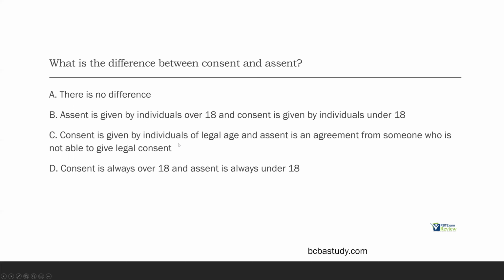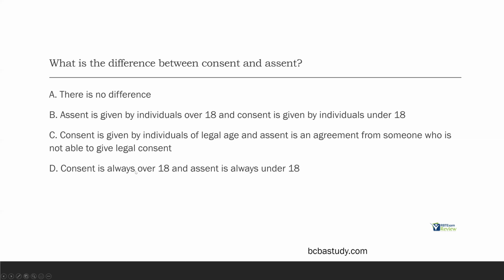C, consent is given by individuals of legal age, and assent is an agreement from someone who is not able to give legal consent. There we go. Consent, individuals of legal age. Assent is just an agreement from someone who's not able to give legal consent. Not necessarily age, right? Just in general, legal consent.